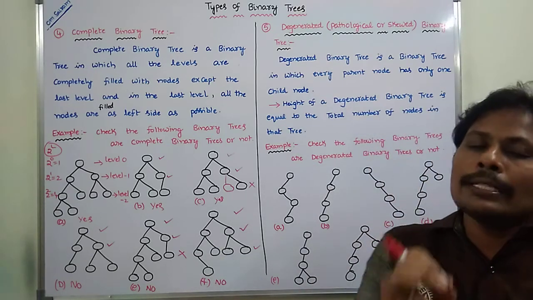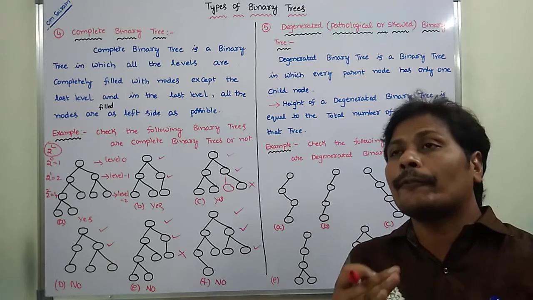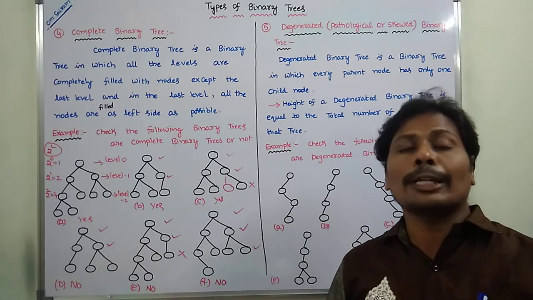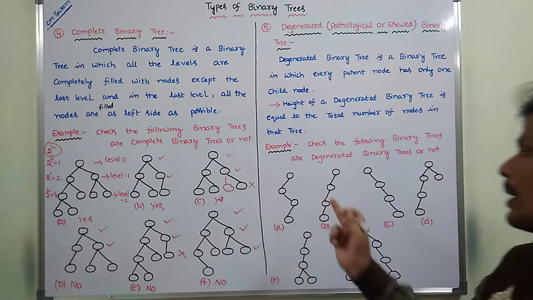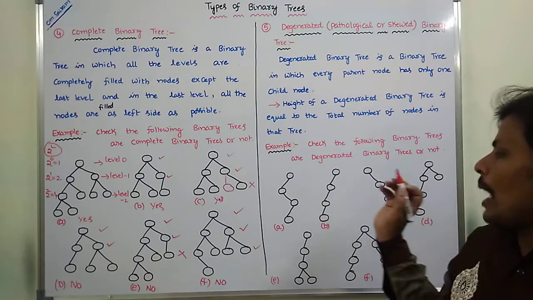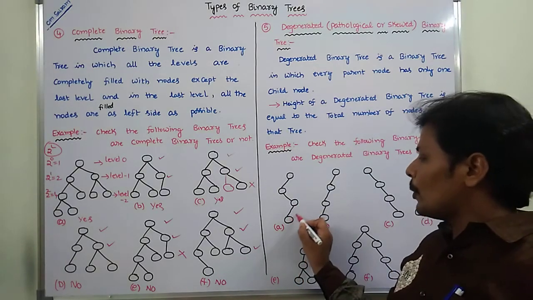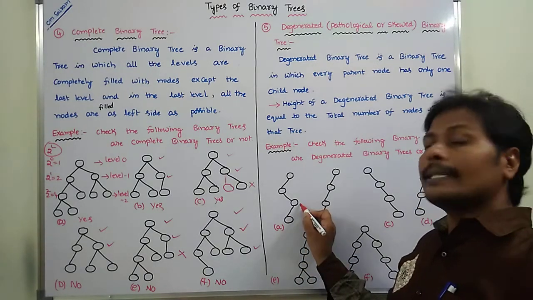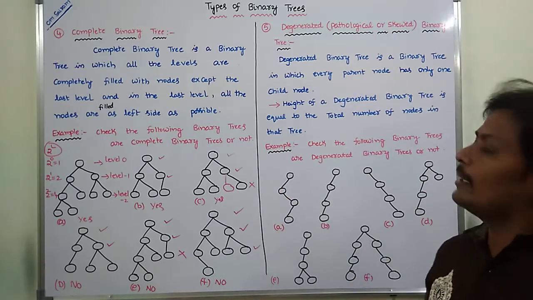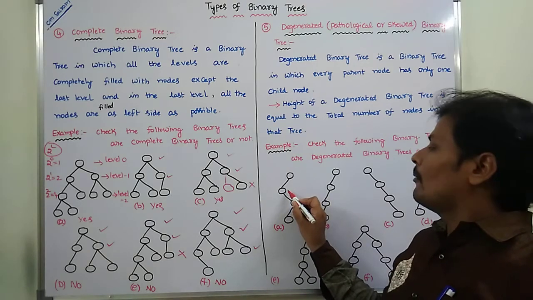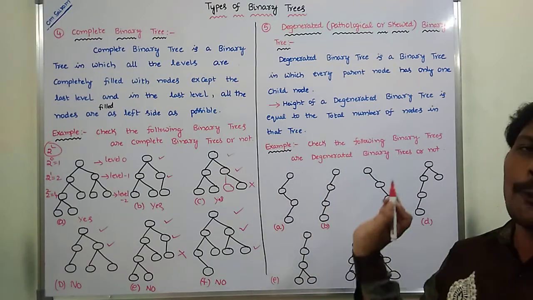Next one, the height of a degenerated binary tree is equal to the total number of nodes in that tree. Okay. So now consider this example. Now consider this node. What is the parent of that node? This one. It has only one left child. Now consider this node. What is the parent of that node? This one. It has only one child. For this node, what is the parent of that node? This one. It has only one child. For this node, there is no parent.